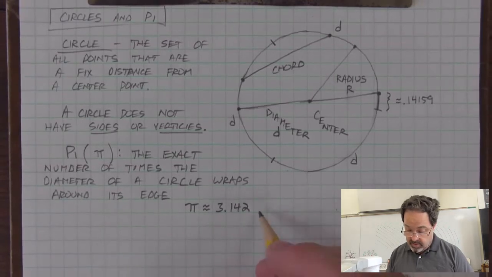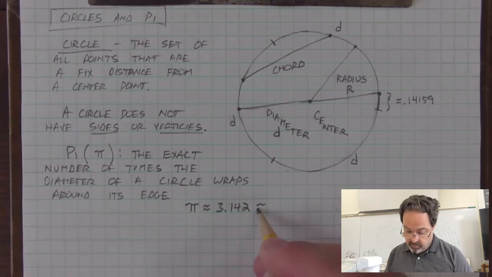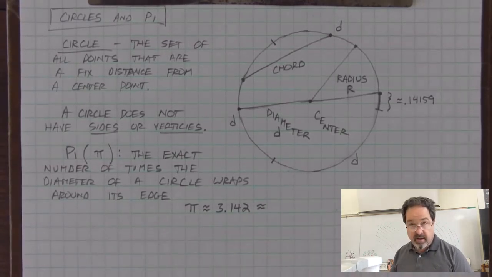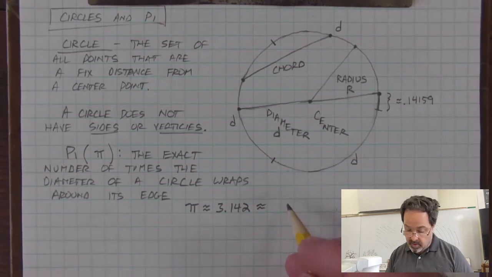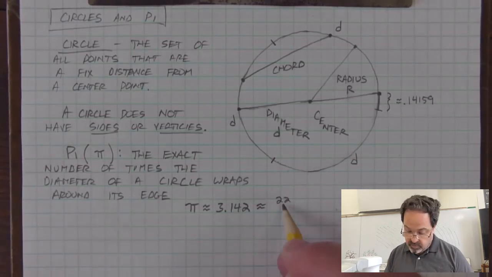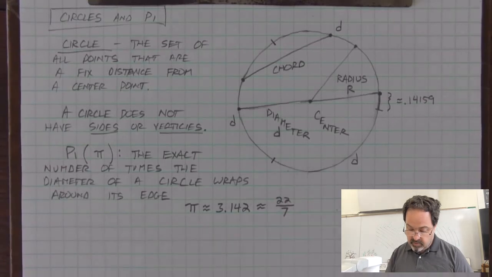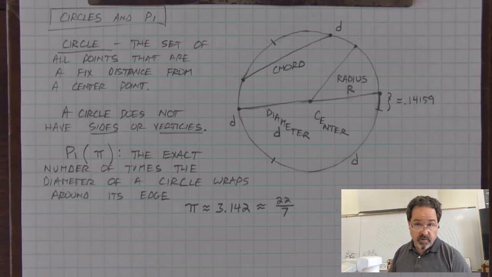And very long ago, the Egyptians had some understanding of this number, but they used the fraction 22 divided by 7 to represent this value pi. 22 sevenths as a fraction is very close to the approximation of pi. We will use this number in future lessons very soon.